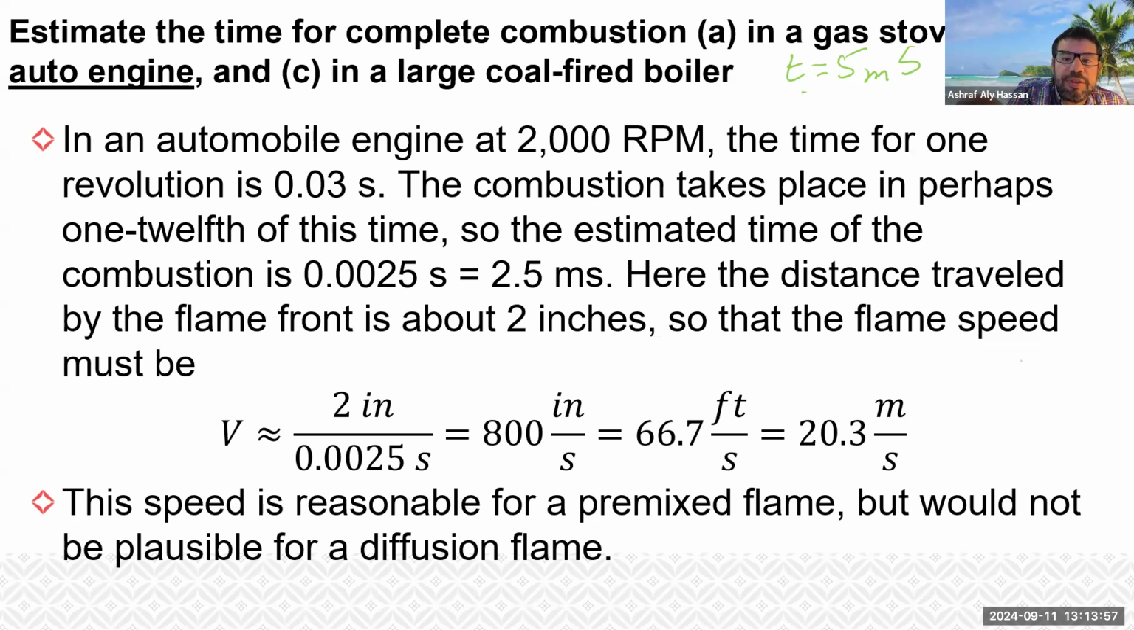Here it was, the distance was 1/16. Here, the distance of an inch. Here, the distance is 2 inches. So the flame speed is 20.3 meters per second. This speed is reasonable for a premixed flame, but would not be plausible for a diffusion flame.